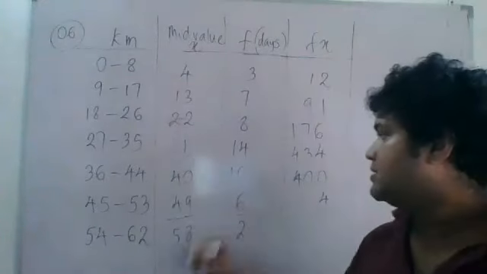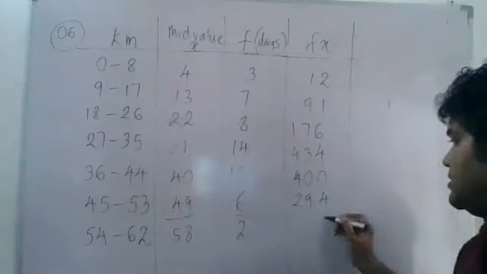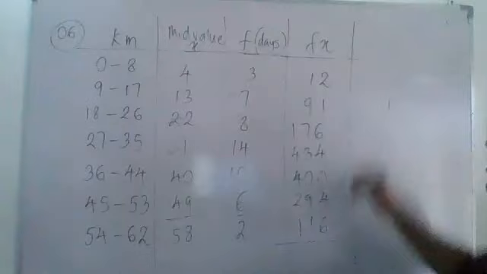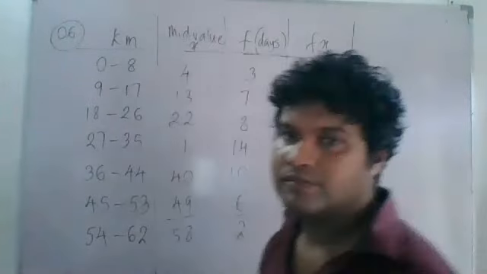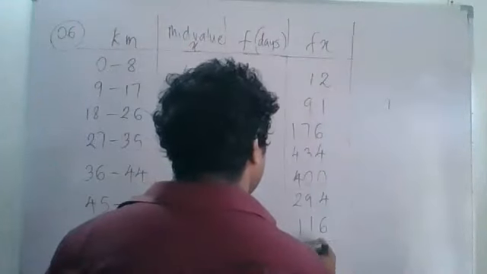5 remaining, 6 times 4 is 24, plus 5 is 29. 2 times 8 is 16, 2 times 5 is 10 and 1 is 11. Right. These are all in kilometers. Okay, what is the total? You add the total.